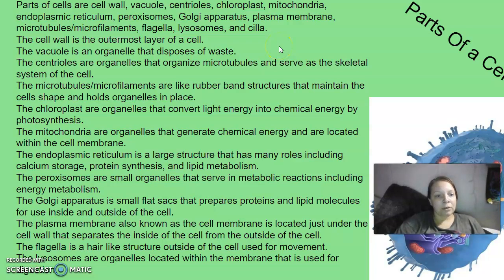The vacuole is an organelle that disposes of waste. The centrioles are organelles that organize microtubules and serve as a skeletal system of the cell. The microtubules, microfilaments, are like rubber band structures that maintain the cell's shape and hold the organelles in place. The chloroplasts are organelles that convert light energy into chemical energy by photosynthesis. The mitochondria are organelles that generate chemical energy and are located within the cell membrane.